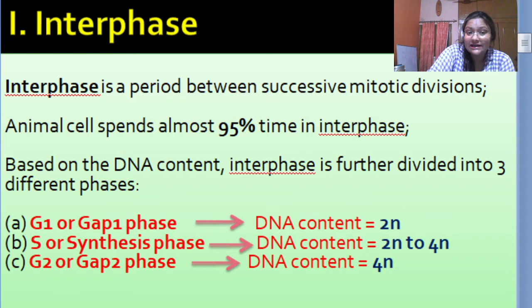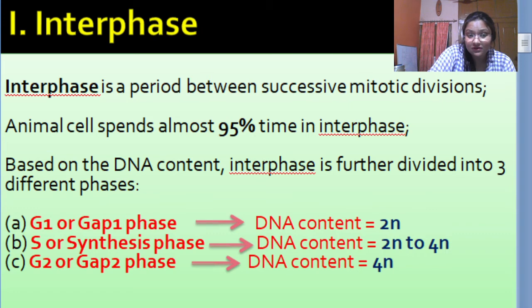Based on the DNA content, the interphase further has three phases, as already said: G1 or GAP1 phase. Here DNA content is 2N. We are diploid animals, we all know. So our DNA content is 2N, like we have one pair of each chromosome, homologous chromosomes. So during G1 or GAP1 phase, the DNA content remains the same, 2N, which is the same as in our body.